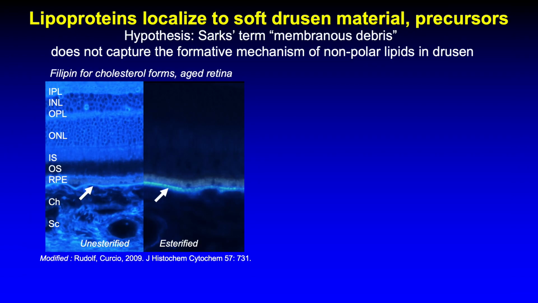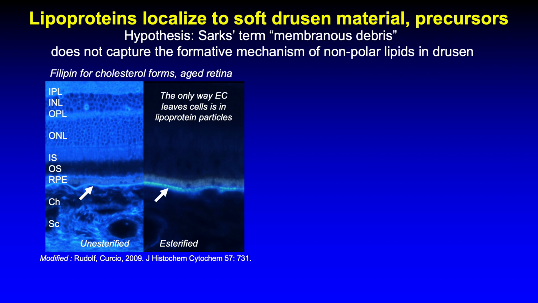This slide summarizes how we studied Bruch's membrane lipoproteins that constitute a major component of soft drusen. We hypothesized that the term membranous debris did not capture a formative mechanism for the abundant nonpolar lipid that accumulates with age. We use filipin histochemistry to label cholesterol forms. Esterified cholesterol is released by cells only as the core lipid of lipoprotein particles, and this localizes exclusively to Bruch's membrane.